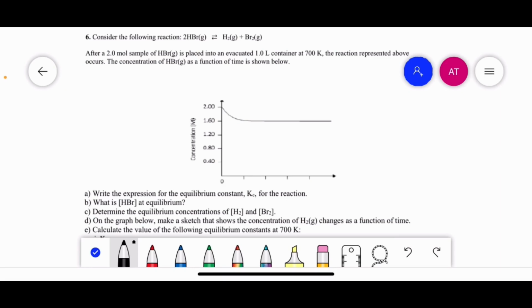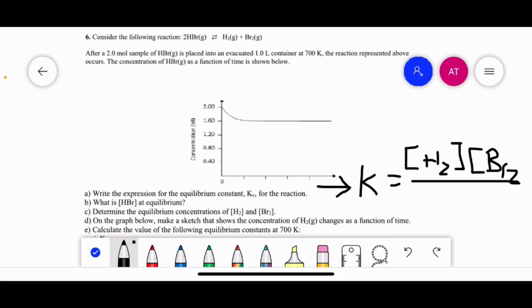So part A asks to find the expression for the equilibrium constant Kc for the reaction. So as we said, Kc is equal to the concentration of gaseous or aqueous products to the power of their coefficients. So H2 to the power of 1 times Br2 to the power of 1 over the concentration of the reactants to the power of their coefficients. So over HBr squared because the coefficient is 2.